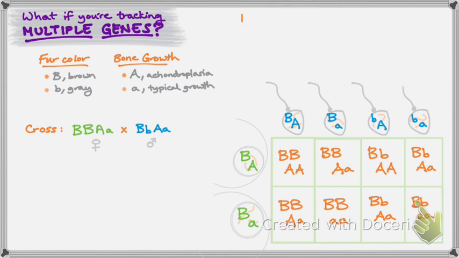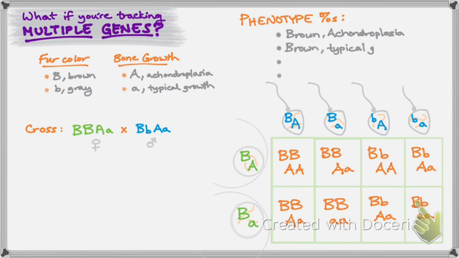Now, you might remember or be able to figure out right now, just looking to the left, there are 4 possible combinations. The offspring could have brown fur with achondroplasia, brown with typical growth, etc., as you can see. The question now is, what are the percentages, or more honestly, the probabilities? So what's the probability of having an offspring that has brown fur and has achondroplasic bone development?